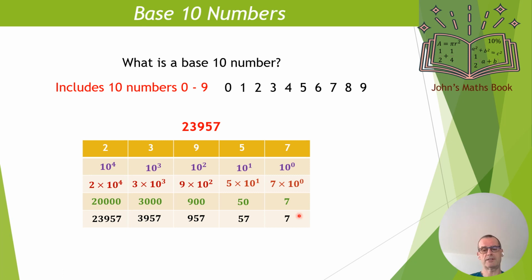So if we add these numbers up from right to left, we add 7 to nothing, so we get 7. We then add 7 to 50, we get 57. We add 57 to 900, gives us 957. We add 957 to 3,000, we get 3,957. We add 3,957 to 20,000 and we get 23,957. So the answer in this case is 23,957.